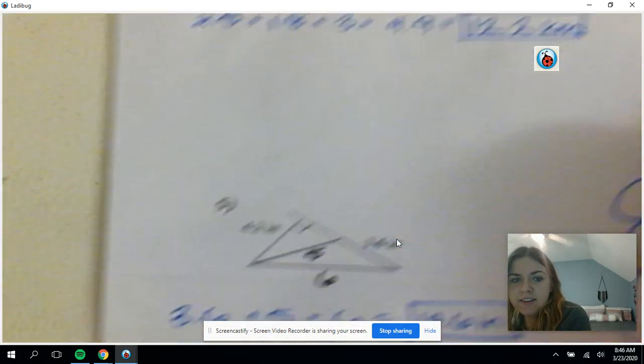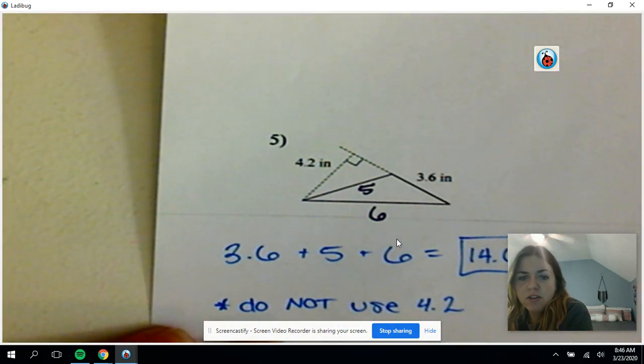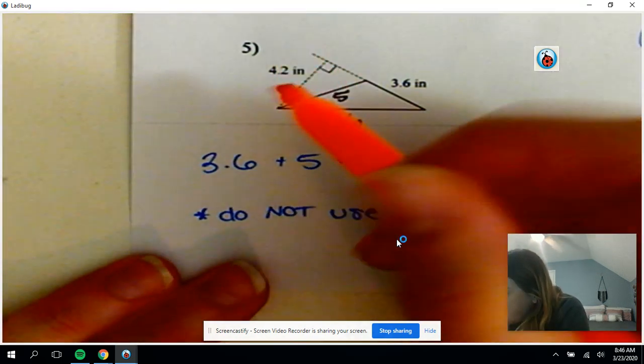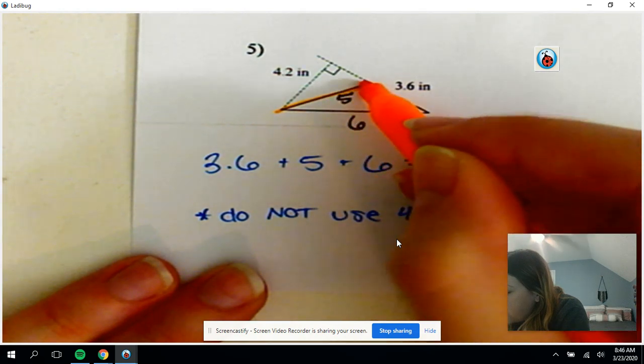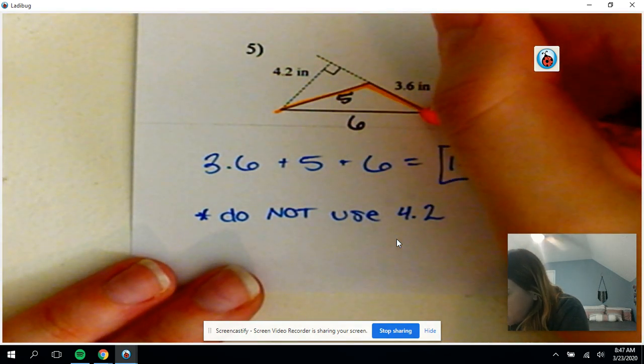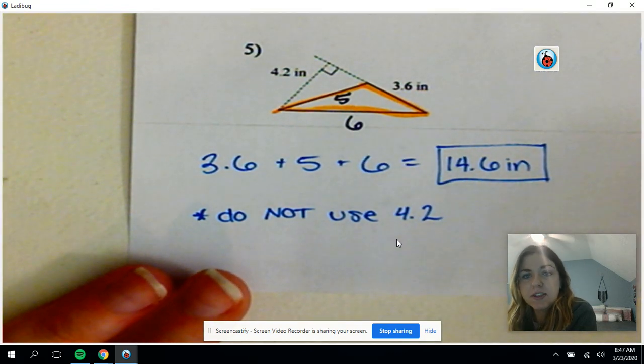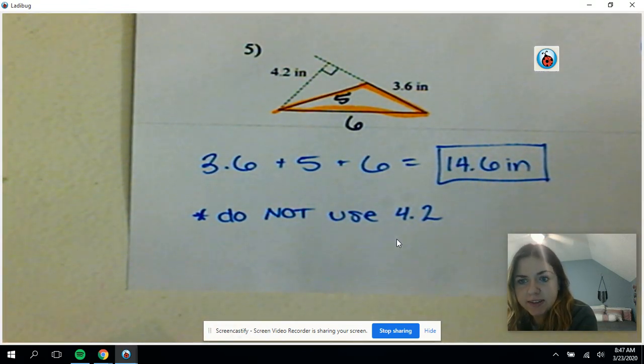And then again, down here with this triangle, this might be the one that's the most confusing, but you just want to add what makes the actual shape. So those solid lines, and that would be 5 plus 6 plus 3.6 to get 14.6.